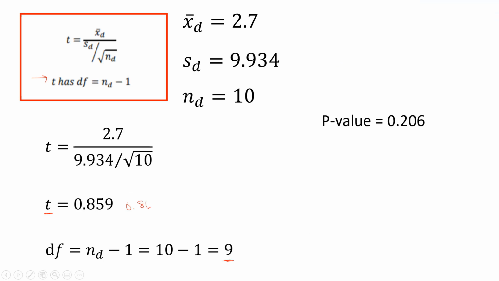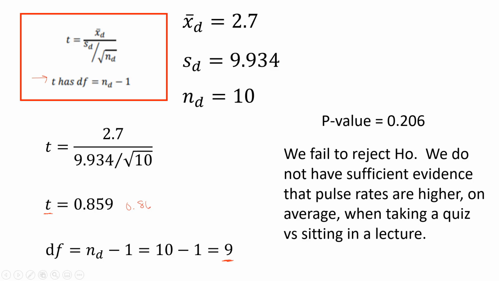All right, so now I've come up with my test statistic and my p-value. A p-value of 0.206 is actually high, especially if you're using an alpha of 0.05. When p is high, then we keep the guy. So in other words, we're going to fail to reject the null hypothesis. We do not have sufficient evidence that pulse rates are higher on average when taking a quiz versus sitting in a lecture. So hopefully that helps you out a little bit when you are dealing with these paired data problems.